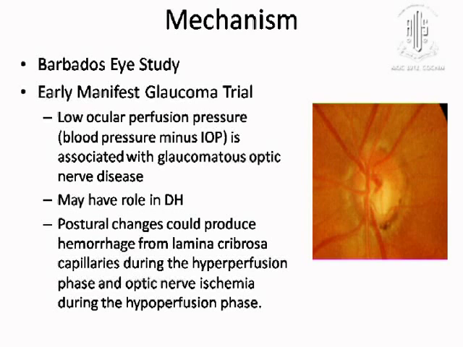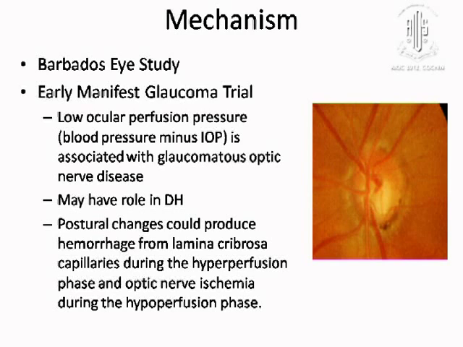And the mechanism postulated is that when the patient has a posture change, standing or sitting or vice versa, then during the hyperperfusion phase, there could be a bleeding or a hemorrhage from the lamina cribrosa capillaries, which causes the disc hemorrhage. And in the hypoperfusion phase, it can cause optic nerve ischemia and the optic neuropathy. So the message is, in the mechanism, it's the blood pressure minus the IOP, which becomes your perfusion pressure.